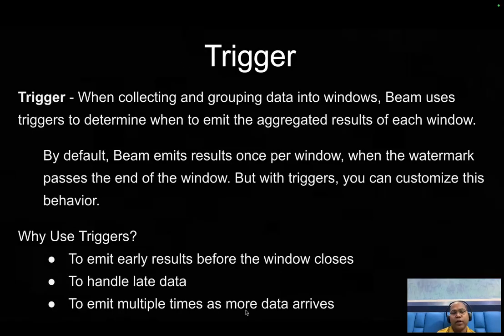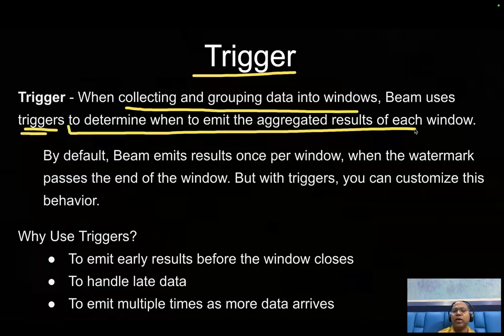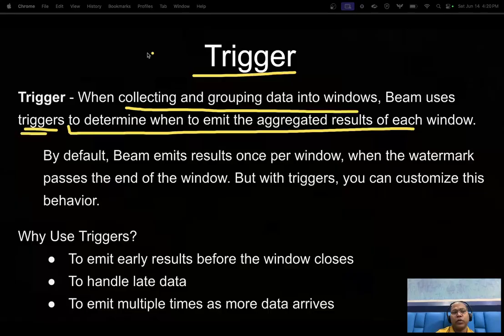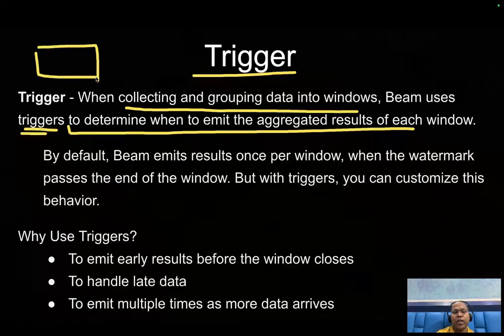Okay, and once your Beam model has decided it is going to close the window, at that time there is a concept of a trigger. When we're collecting and grouping data into windows, Beam uses triggers to determine when to emit the aggregated result of each window. So as per the watermark we decided to close this window, and whatever aggregation function we perform on these elements, we may store the data in a data warehouse, a downstream application, or whatever place you want to store it.